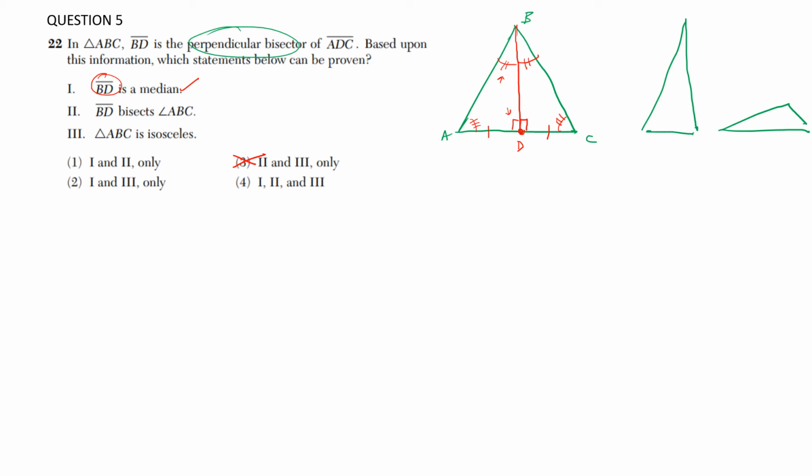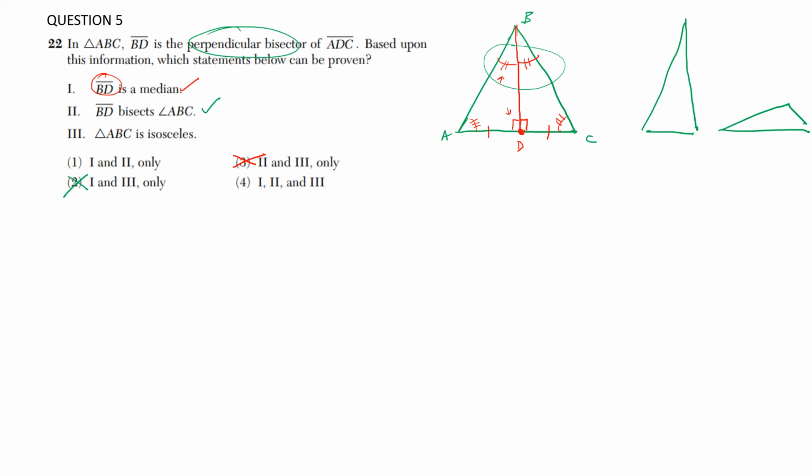Okay. Statement 2 says BD bisects angle ABC. Well, as we said here, I'm going to circle in green now. As we said over here, they're congruent. These two are split cleanly in half. So that is also correct. Statement 2 is also correct. So we're eliminating choice 2 because it doesn't have statement 2 inside.